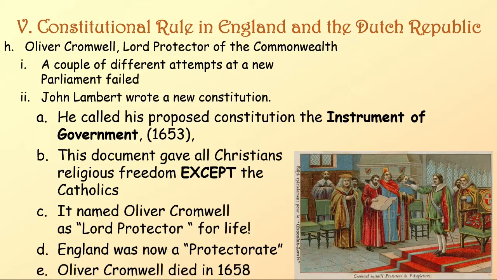Oliver Cromwell, Lord Protector of the Commonwealth. A couple of different attempts at a new parliament failed, and John Lambert wrote a new constitution, and he called his proposed constitution the Instrument of Government, 1653. And this document gave all Christians religious freedom in England, except the Catholics. And it named Oliver Cromwell as, quote, Lord Protector, unquote, for life. And England was now what was called a protectorate. Oliver Cromwell finally died in 1658.